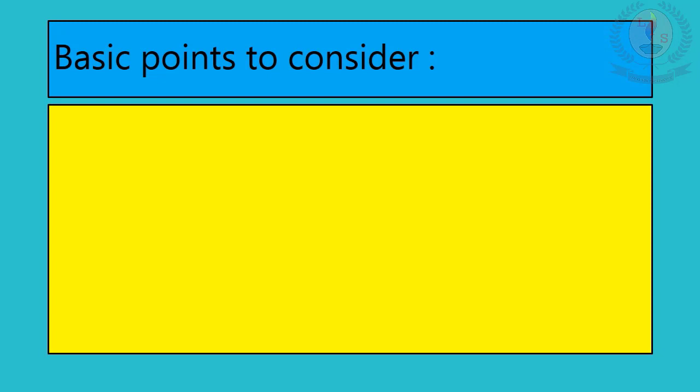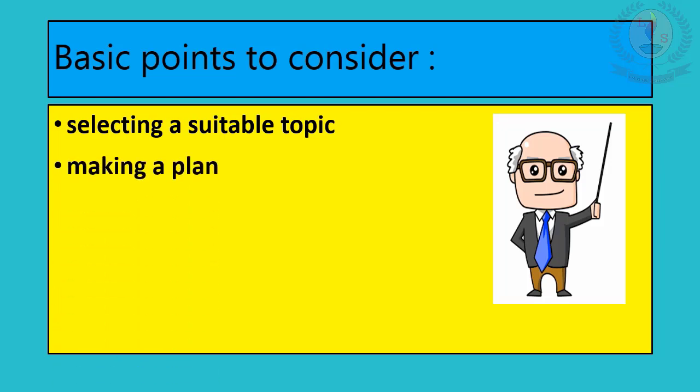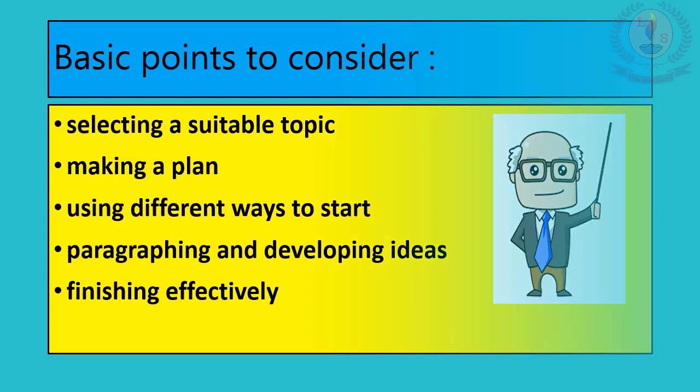When writing a composition, what are the basic points to consider? Selecting a suitable topic. This is very important. Making a plan. Using different ways to start. You learned this in your first term. Paragraphing and developing ideas. Finishing your composition effectively, which is very important again.